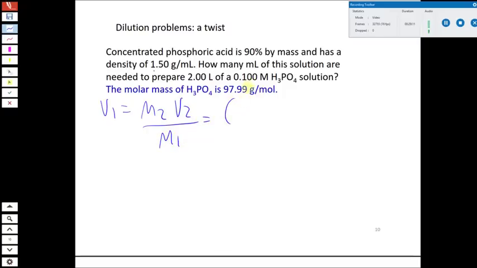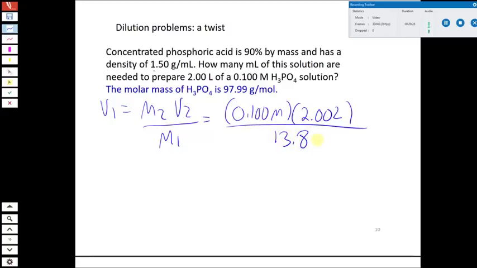So M2 is the final molarity, which is 0.1 molar. V2 is the final volume, which is 2.00 liters. And then the initial molarity, as we just calculated, is 13.8. That was the part we had to go through all those steps to find. So molarity cancels out. In this case, our answer would be in liters, but we have to look closely at the problem and say that we're looking for milliliters.